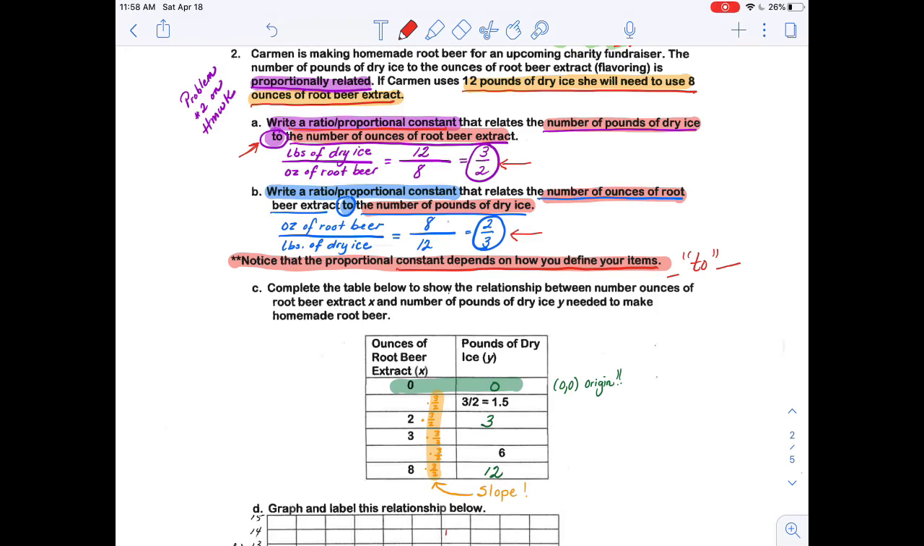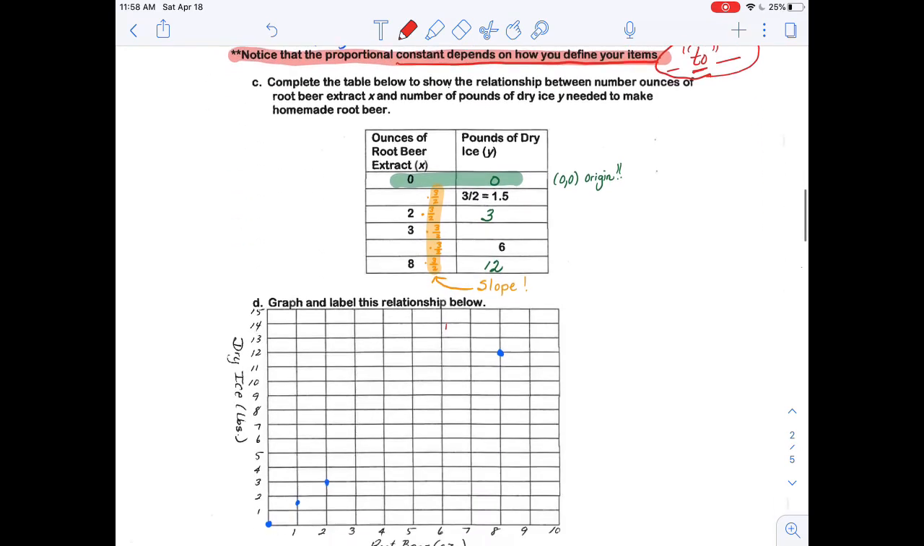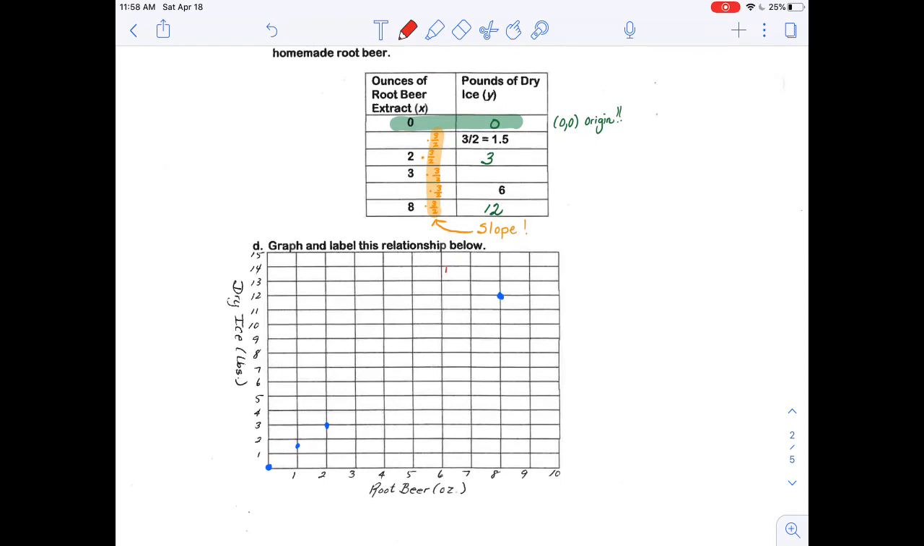So the answer you're going to get for that ratio depends on what they ask. And I put it right here. Be very careful when they say to find a ratio. Look what they're asking for. That too is really telling you the order. Now if I said I want you to find the slope, that always has to be y on top and x on the bottom. So let's go ahead and make a table for that root beer and dry ice.